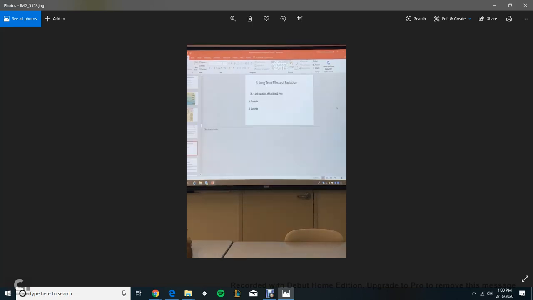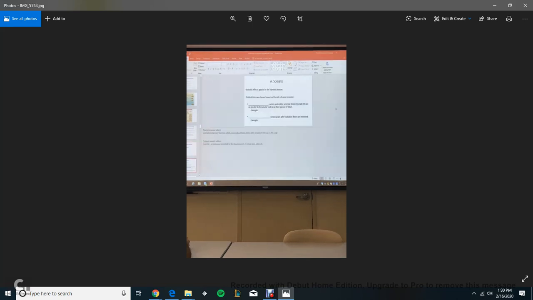Long-term effects of radiation. There are somatic and genetic. The somatic effects appear in the exposed person. They're divided into 2 classes based on the rate of the dose received: prompt somatic effects and delayed somatic effects.